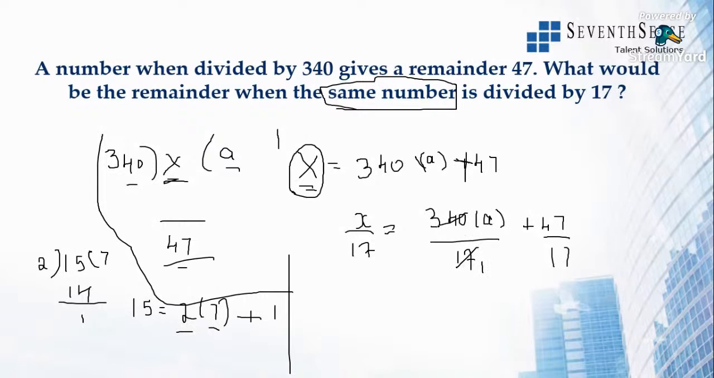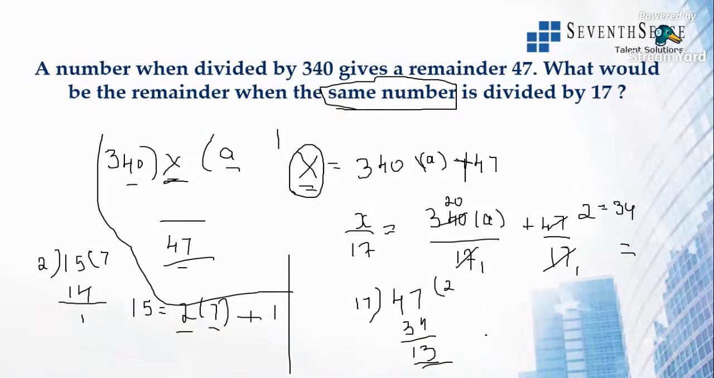17 into 20 times is 340, so there is no remainder from the first term. Now 17 into 2 times is 34, and 17 into 3 times is 51, which is more than 47. So 47 minus 34 gives me the remainder. Dividing 47 by 17, the remainder is 13. So according to the question, when the number is divided by 17, the remainder is 13.